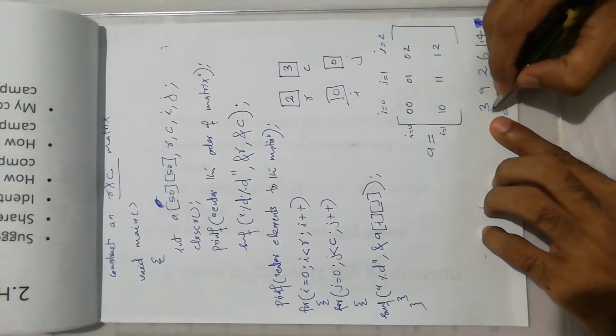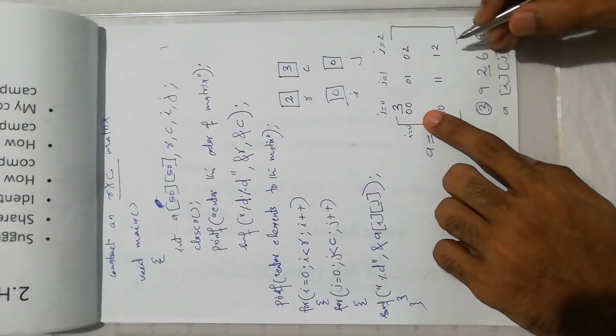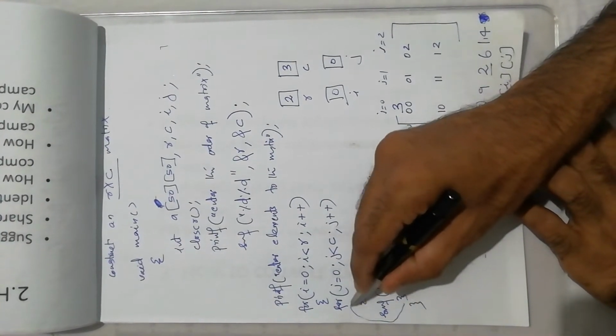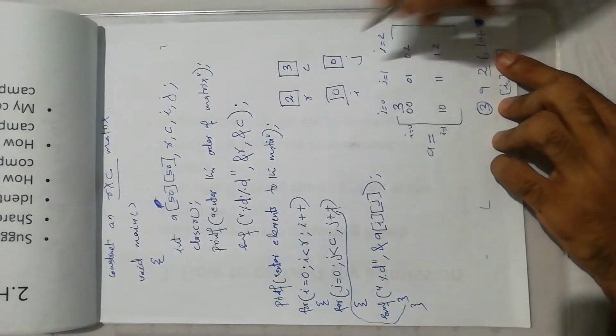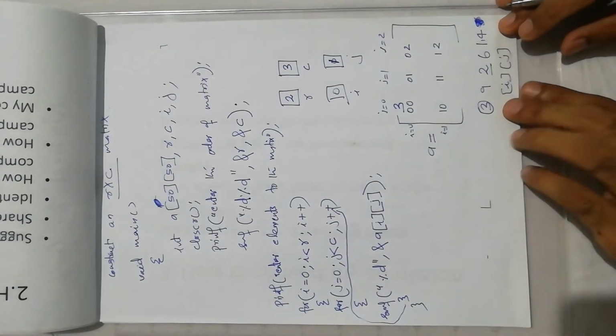Read the first element, that is 3, that goes to a of 0 0. Closing brace, this is the closing brace of j, goes to increment part of j, j plus plus. j plus plus means j becomes 1.